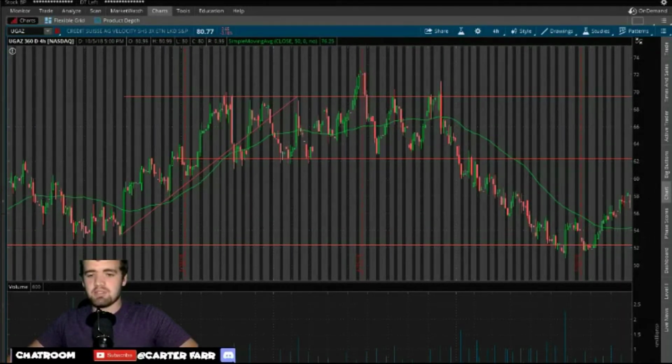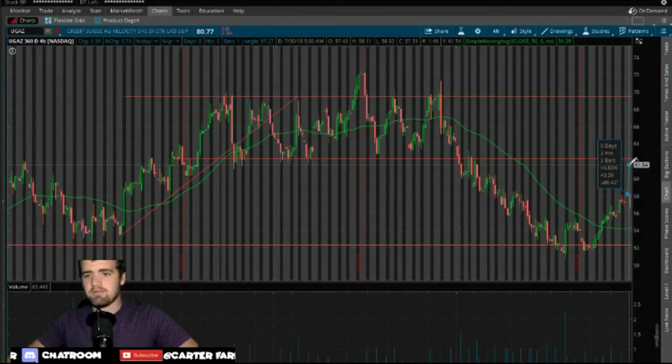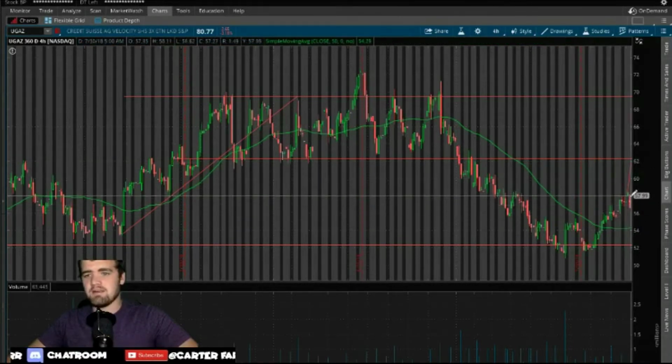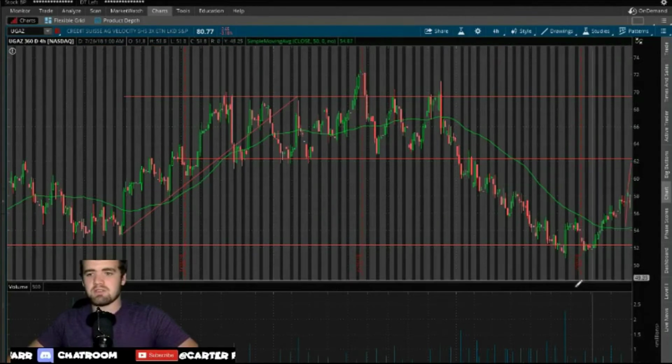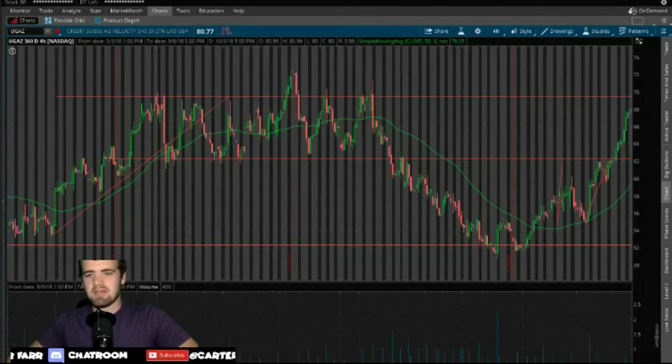But after this stock popped over here, I would not enter this trade at around $58. That would be chasing it 100%, because you'd be risking around 5 to 6%. So this would be a 1-to-1 ratio trade. I would not ever trade this.